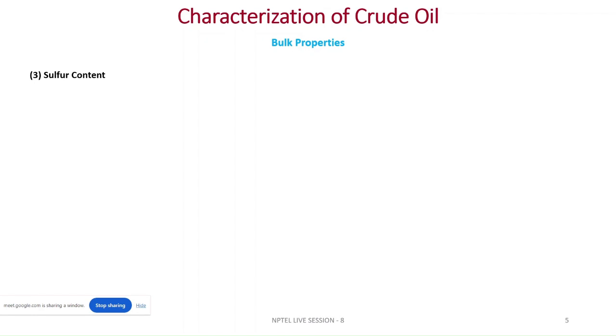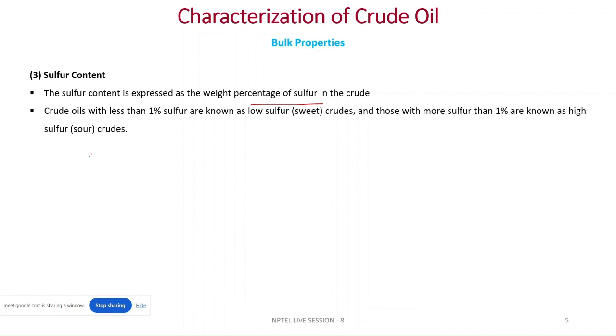Also, there are cases when we import crude oil, they ask what is the sulfur content of the crude oil that you are supplying. Based upon that, the deal and other financial and economic matters are decided. Moving forward, the sulfur content is expressed as the weight percentage of the sulfur present in the crude oil. Crude oils with less than 1% sulfur are known as sweet crude, whereas if the sulfur content is more than 1%, then they are called sour crudes.